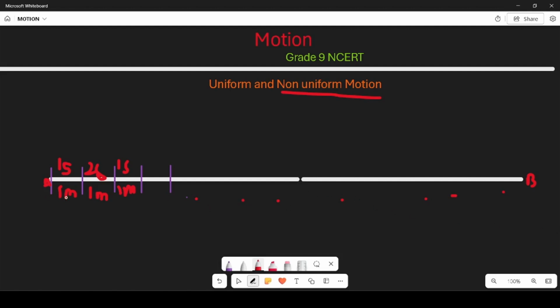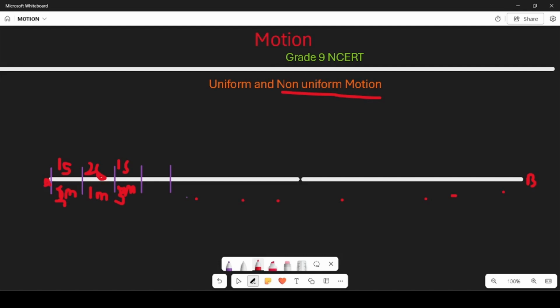Another one is, let's say 2 meters it covers in 1 second, and 1 meter it covers in 2 seconds, and 3 meters it covers in 1 second. So like that, when both of them are unequal or one of them is unequal, it's non-uniform motion.